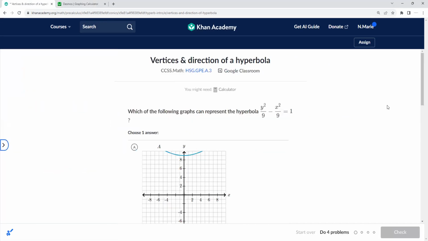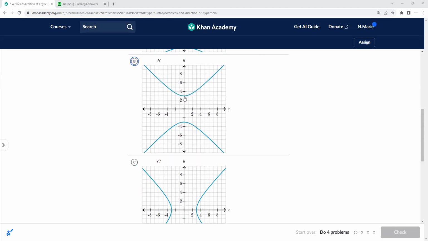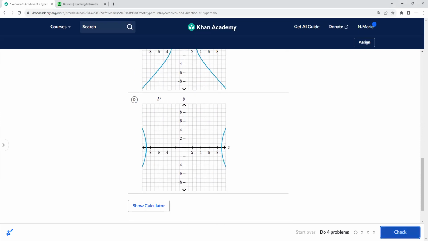All right, so which of the following graphs can represent the hyperbola? Well, you want to take the square root of these numbers down here, and you're going to get plus or minus 3. So let's see which one comes first. The y, you know, it's going to be on the y-axis, and it needs to be at plus 3, negative 3. So it would be that one.